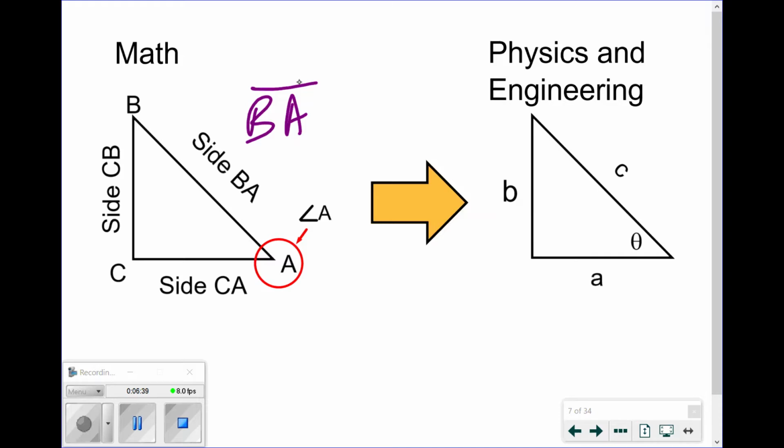So instead of a triangle where we have sides BA, AC, CB, and an angle of A, we have just triangle ABC, whose sides are A, B, and C, and whose angle at the base is theta.